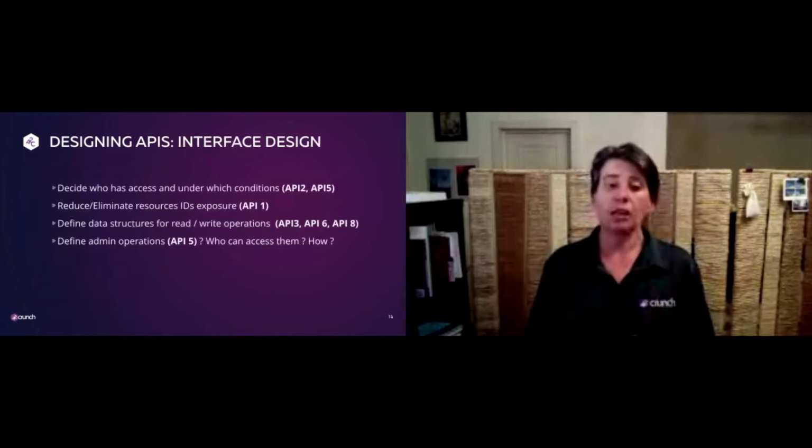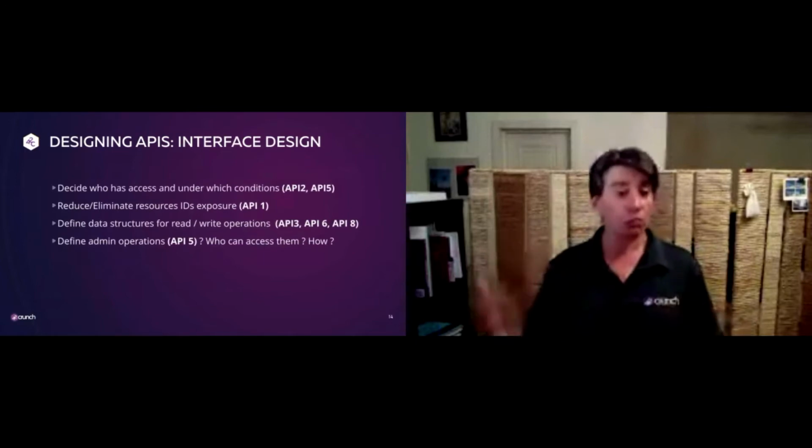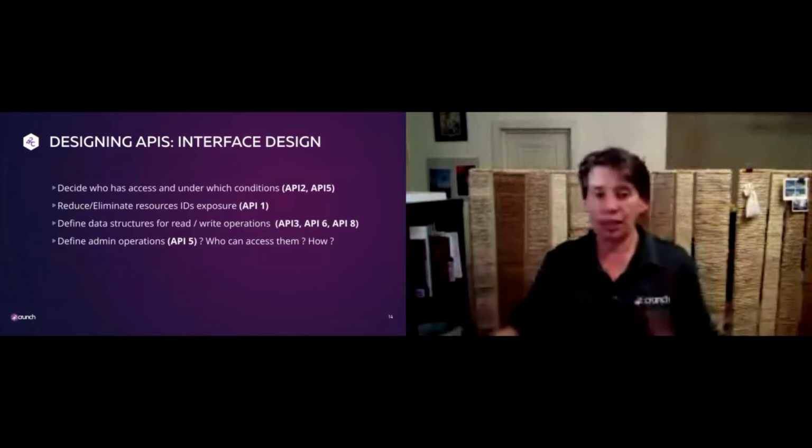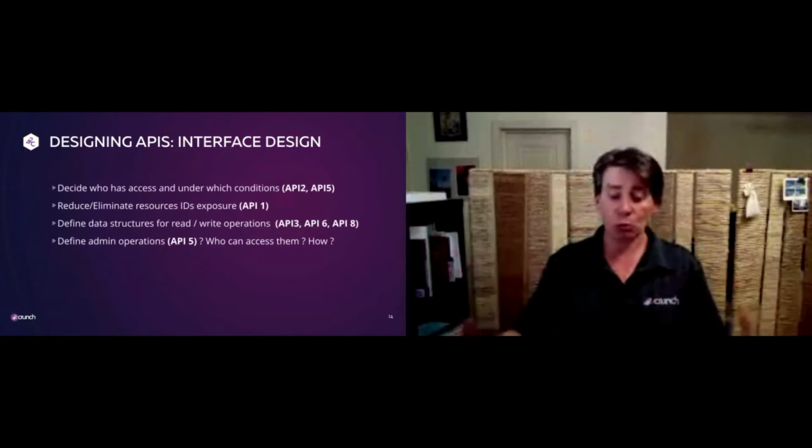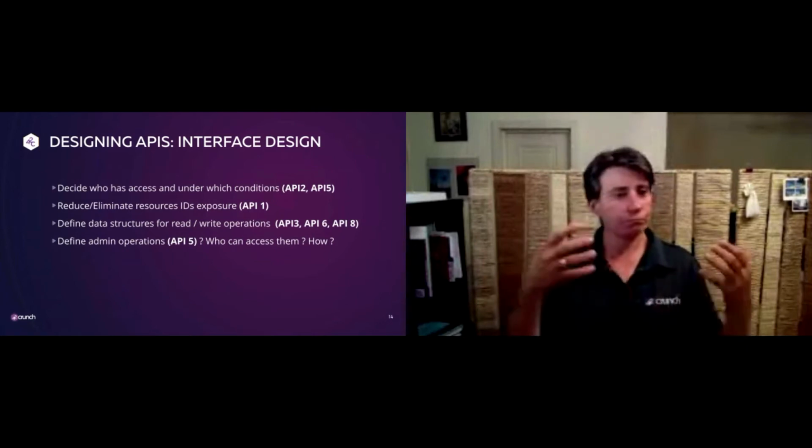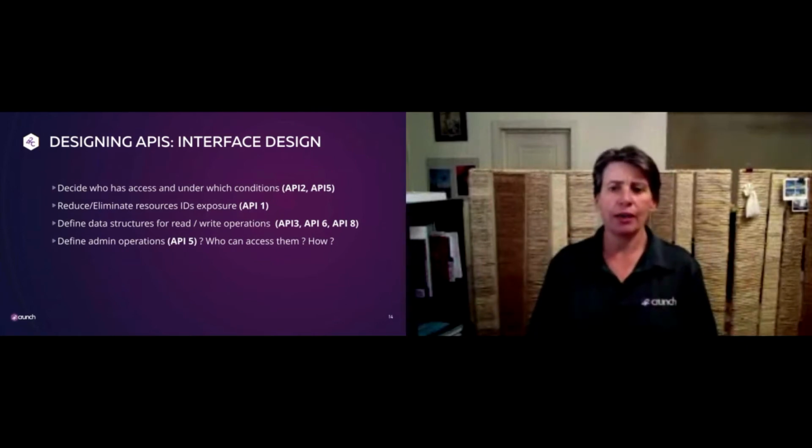The second thing is we have to define our interface. So, okay, maybe we take an API design first approach. We start writing the interface of our API. So this is where the decisions about some of those top 10 are going to become critical.